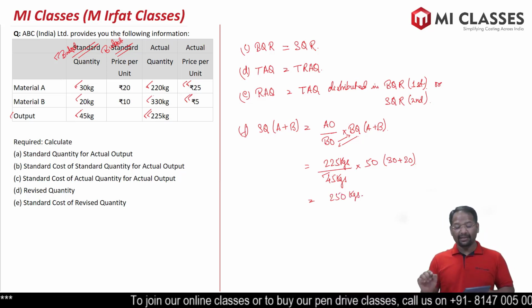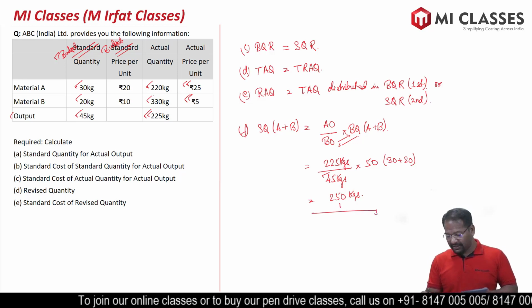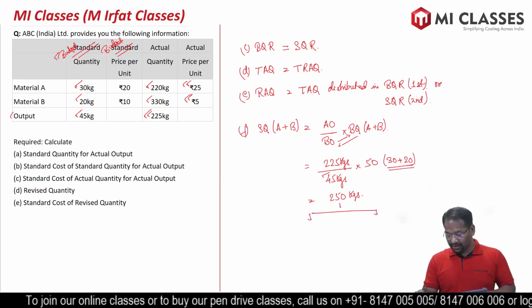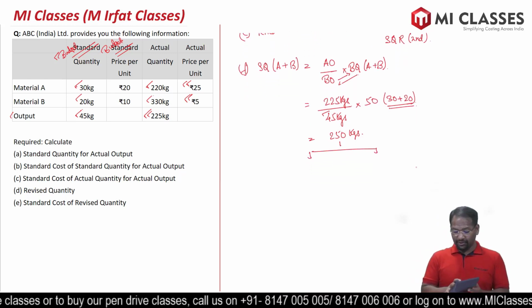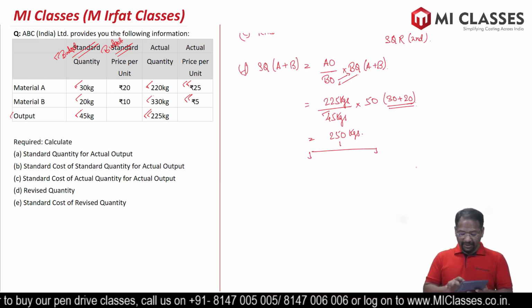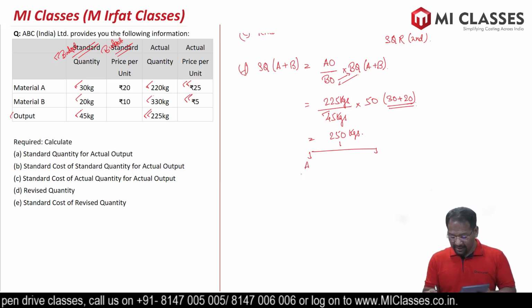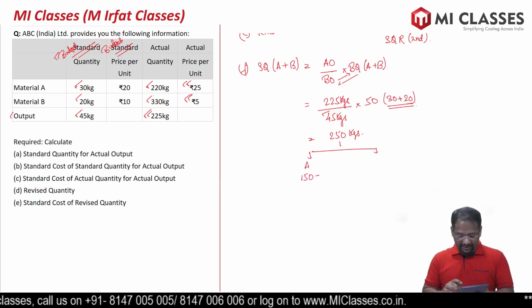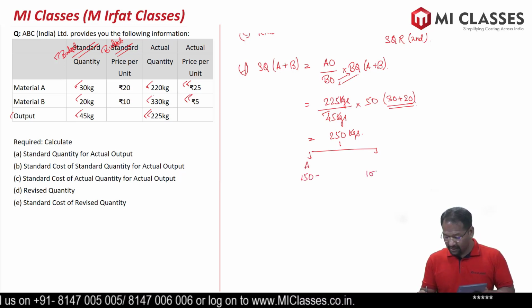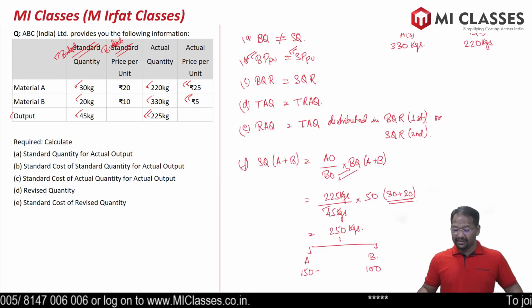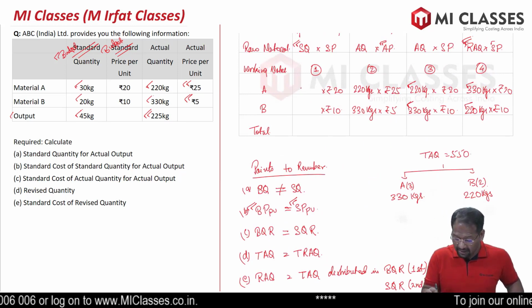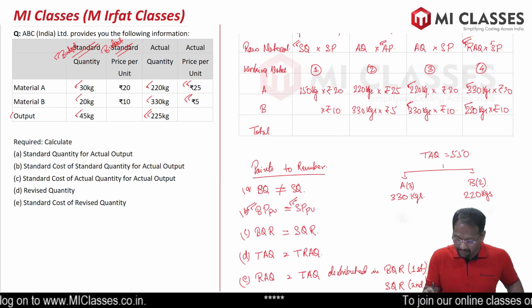Of A and B. Now we have to divide it in which ratio? In the 30:20 ratio, or budgeted quantity ratio. So 250 divided by 5 into 3. For A, we get 150 kgs and for B, we get 100 kgs. So we got the standard quantity for A and B, 150 kgs and 100 kgs.